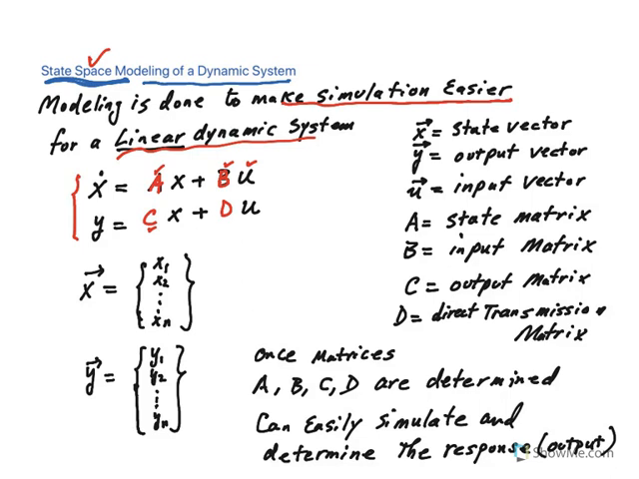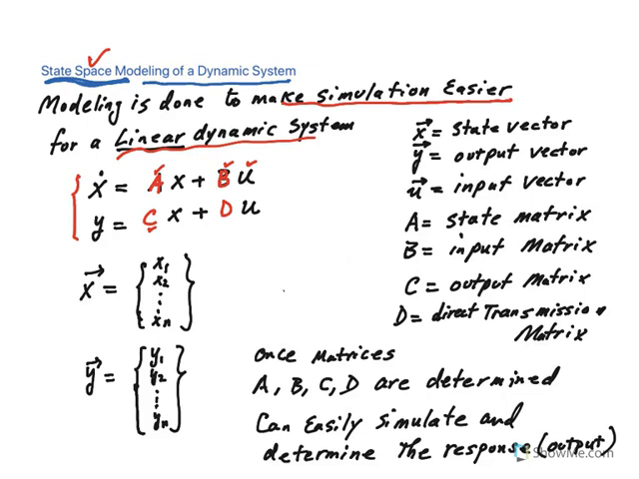Now by vector, I mean the difference between a vector and a matrix is that a vector has only one column. So for example, x could be x1, x2, x3. But a matrix has more than one column, right? So that's the difference between a vector and a matrix.